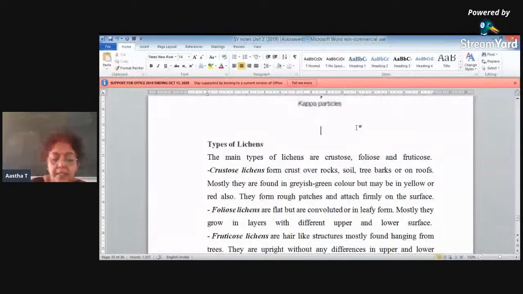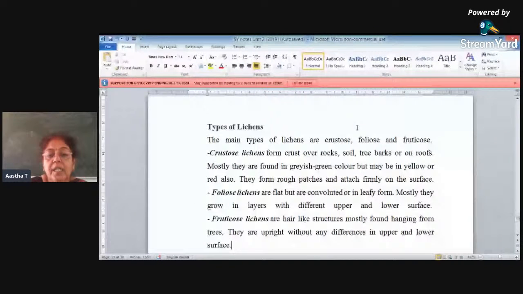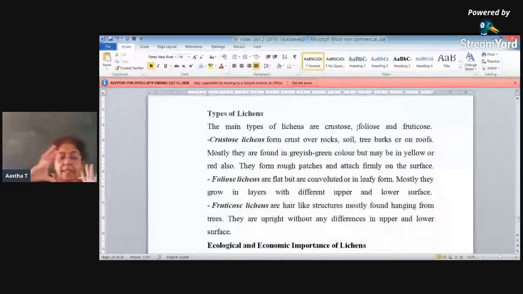Foliose lichens are flat, converted in a leafy form, म्हणजे पानासारखे दिसतात म्हणून foliose lichens. Most of them they grow on the upper and the lower surface of the leaves. Fruticose are hair-like structures, दोऱ्यासारखे दिसतात. Mostly found hanging from the trees, असे झाडाच्या वरून ते हँग करतात. They may also be present on the upper or lower surface of the leaf.